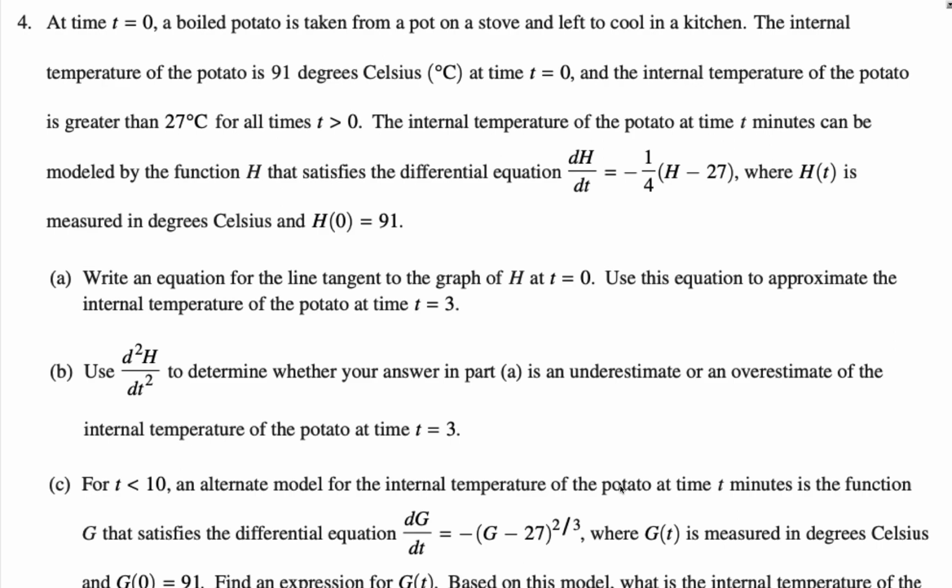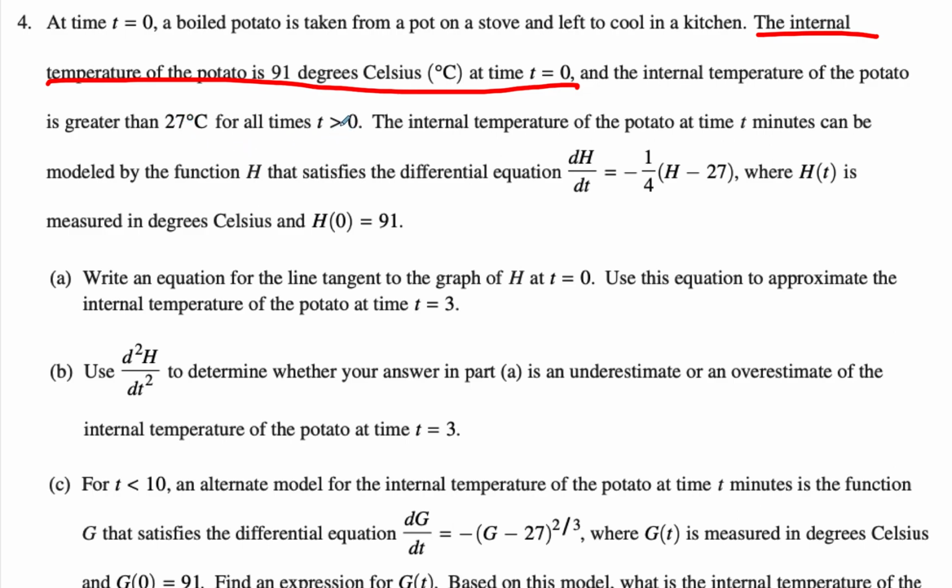Look at 2017 number 4. It says at time t equal to 0, a boiled potato is taken from a pot, and then it is described over here. One thing that we want to notice here is that the internal temperature of the potato is 91 degrees Celsius when time t is equal to 0. That's the initial condition. And the internal temperature of the potato is greater than 27 degrees.